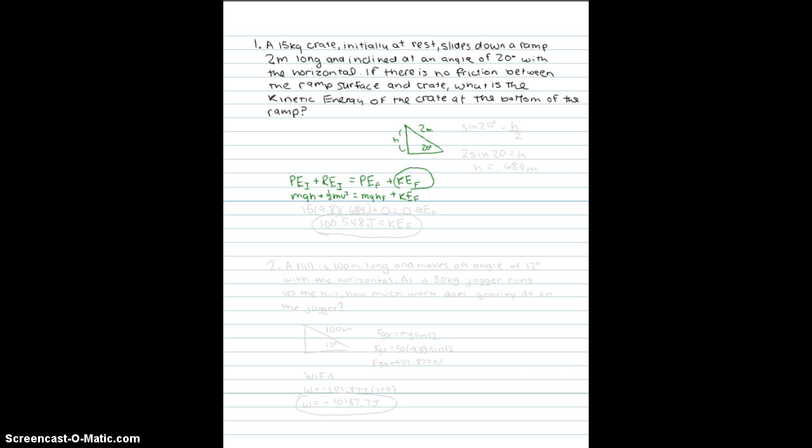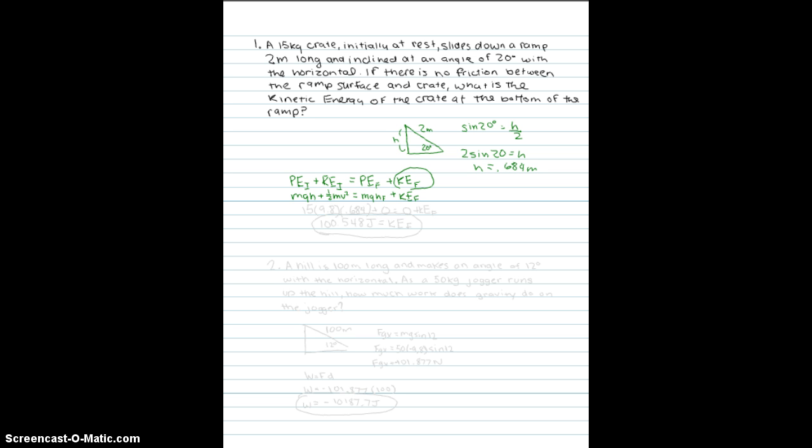So to solve for the height, use a little bit of trig. So sine of 20 equals the height divided by 2, which is the length. Do a little algebra right here. You get 2 sine of 20 equals height. And for your height, you get height equals 0.684 meters. That'll help us a lot in this equation.